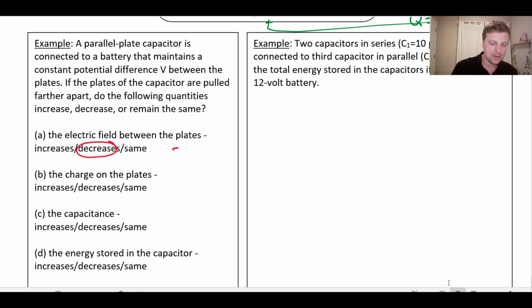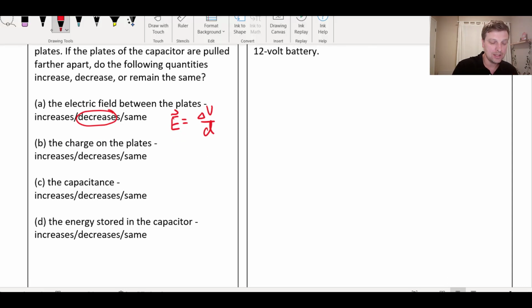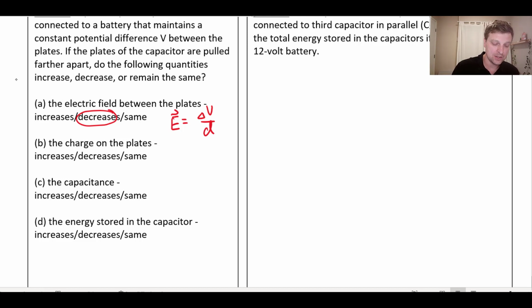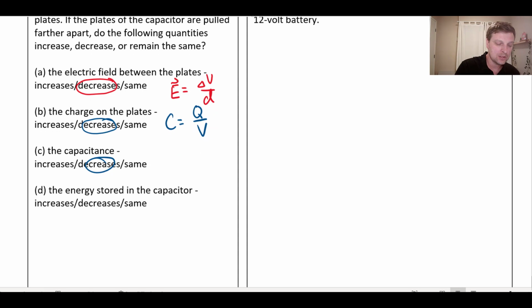Okay, so remember, we define electric field as the potential difference divided by the separation. So if I increase the separation, that's going to be a decrease in electric field. The charge between the two plates has to do with the capacitance, right? So we know that capacitance equals charge divided by voltage. And as we saw, both the capacitance and the charge decreased as a result of those plates being pulled apart. And then, as we saw a moment ago, our energy stored is going to equal 1/2 times the capacitance times the voltage squared. So even though the voltage stays constant, because the capacitance is less, the energy also decreases.